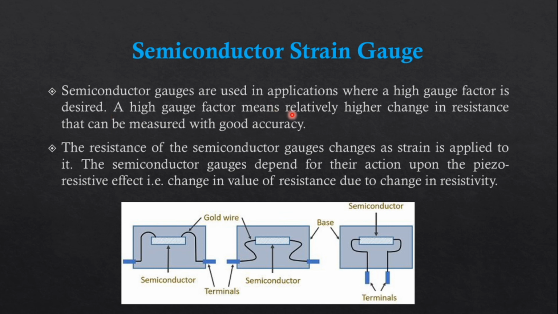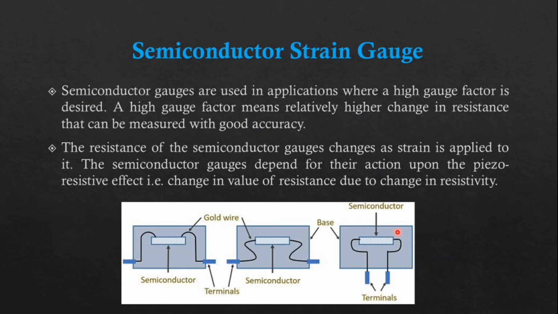A high gauge factor means a relatively higher change in resistance that can be measured with good accuracy. The resistance of the semiconductor gauge changes as strain is applied to it. Whenever we apply a strain, the resistance of the semiconductor changes, and due to that change we can get our output result. The semiconductor gauge depends on the piezoresistive effect, that is the change in value of resistance due to change in resistivity.